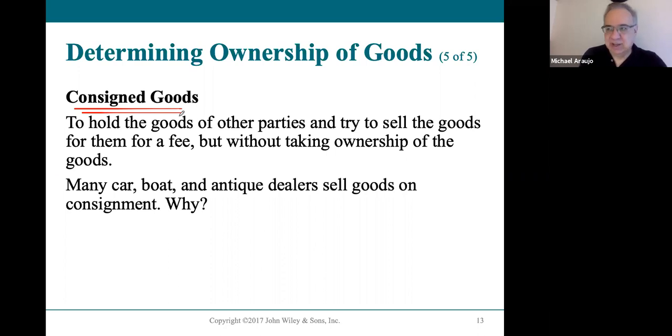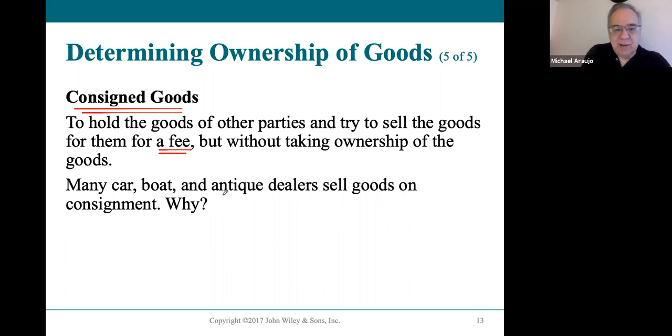Same thing in the soda aisle. Oftentimes there will be a Coke representative putting all the Coke products there, and a Pepsi representative. Those items are not owned by the supermarket. They would not be part of its inventory. However, the supermarket does get a fee for those consigned goods when they are sold. They get a percentage of the sale as a fee for letting that company use the shelf space.